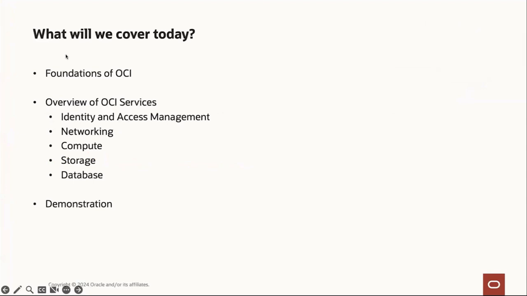So going over what we will be covering today. We'll be going over the foundations of OCI, so some of the building blocks to getting started, regions, availability domains, all of that. Then we'll be diving into an overview of some of the different OCI services. I'll be spending a lot of time on identity access management today. It's a key part of getting started. So how you grant access to your different groups of users, or how you get started with working with the different resources in OCI. And then Joey will be taking you through networking, compute, storage, and database, and then we'll have a demonstration at the end.